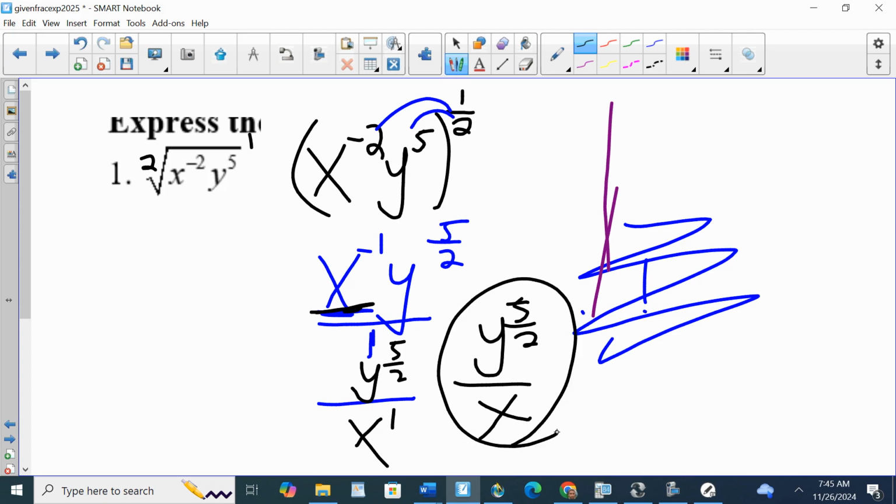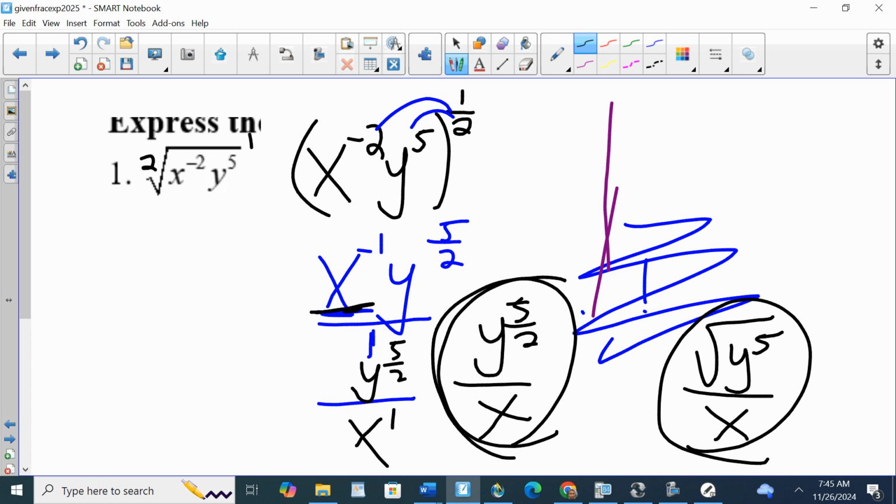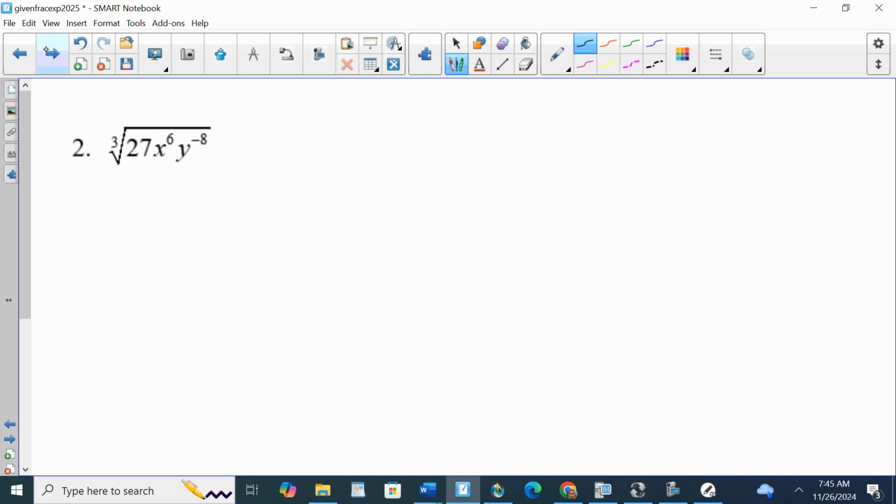You could then put that y back into a radical, power over the root. Either way is fine. I'd rather just leave it like that. Let's just take a look at one more, and then we're going to move on.